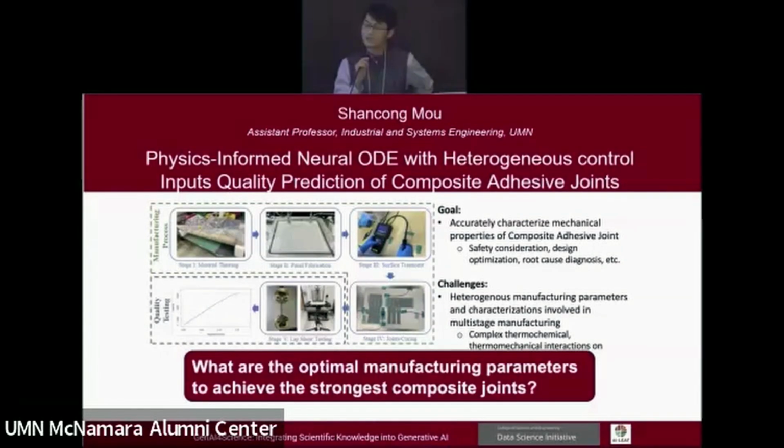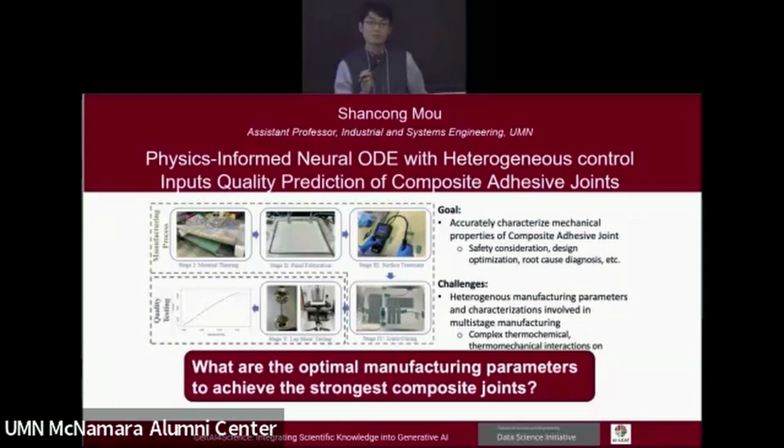Today I will talk about one of the applications we have been working on with a group of manufacturing experts and material scientists to optimally design this composite adhesive joint process. These composite materials are widely used in many industries, like supercars and aerospace. If you want to connect two pieces of composite material together, a widely used approach is to use adhesive joints.